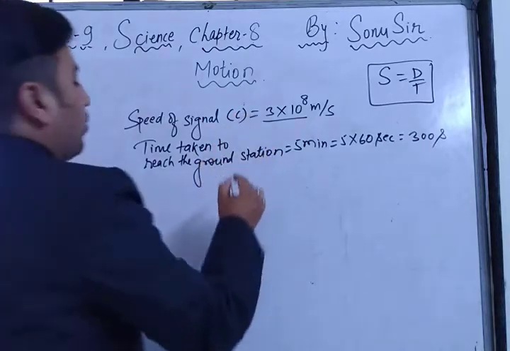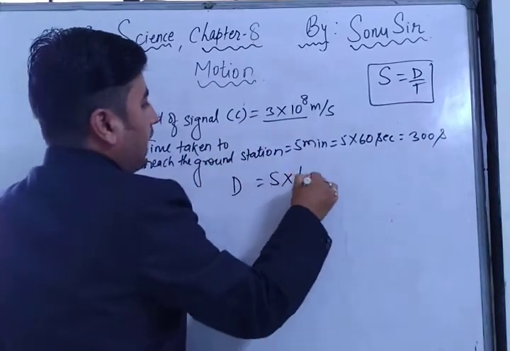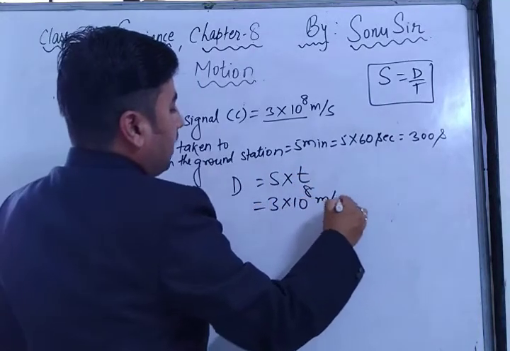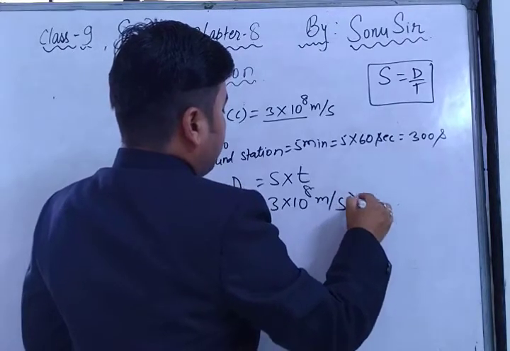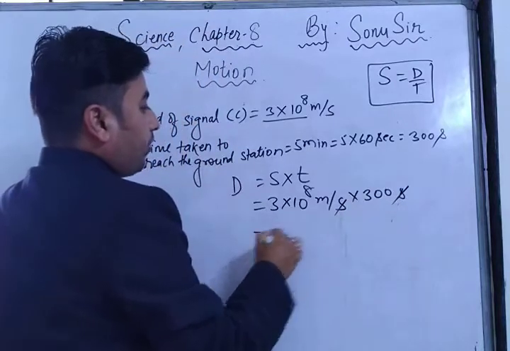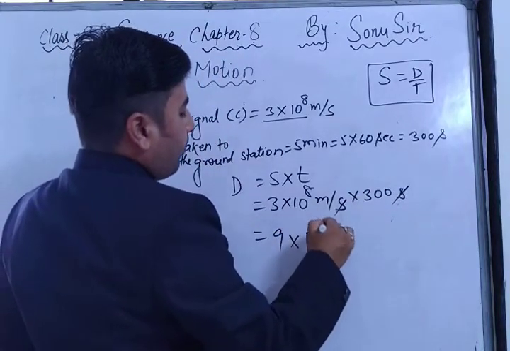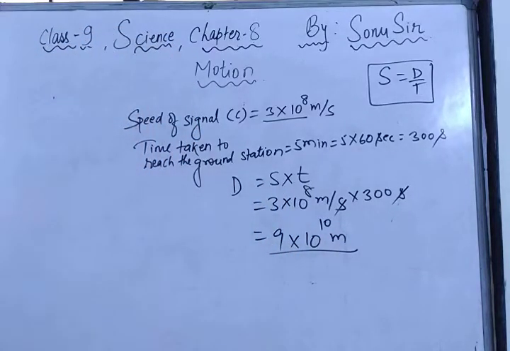So what is, you know very well, speed is equal to distance upon time. So distance will be speed into time. Speed is 3 into 10 to the power 8 meter per second, and here the time is 300 seconds. Second cancel. So here 3 3s are 9 into 10 to the power 10. So the distance will be 9 into 10 to the power 10 meter.